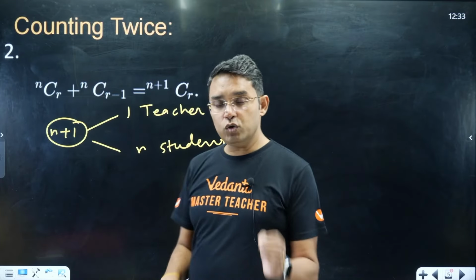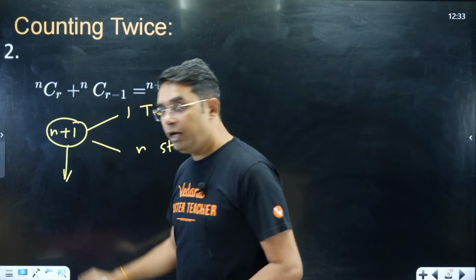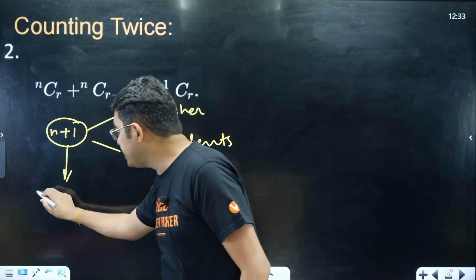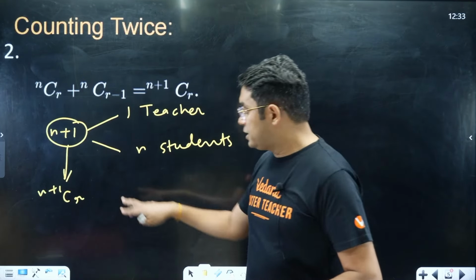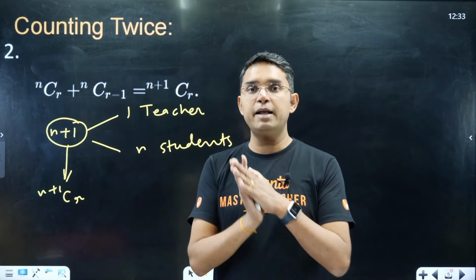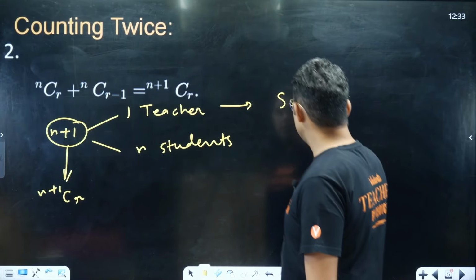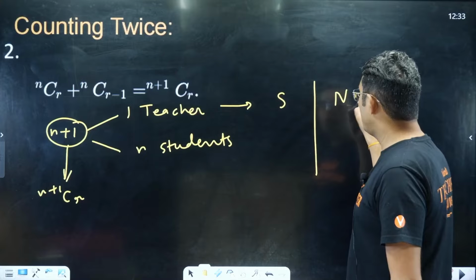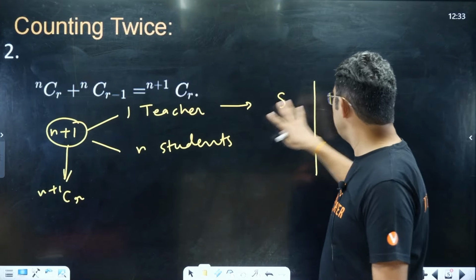Okay, and we want to select exactly r people out of these n plus 1. If we want to select r people, I think it is direct: n plus 1 CR. But now selecting r people can be categorized in two ways, two cases: one, when the teacher is selected, and another when the teacher is not selected. I think there cannot be any other case for this, teacher selected or not selected.